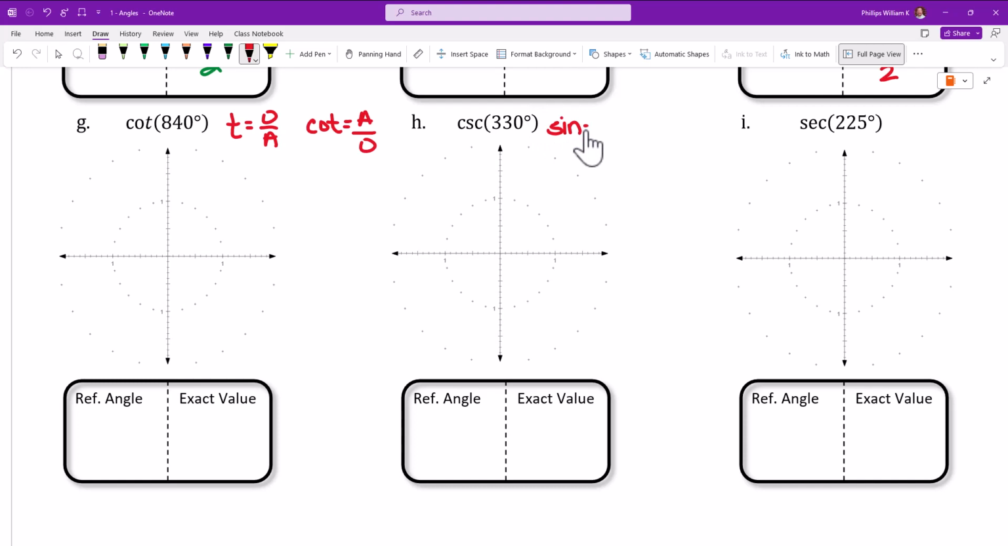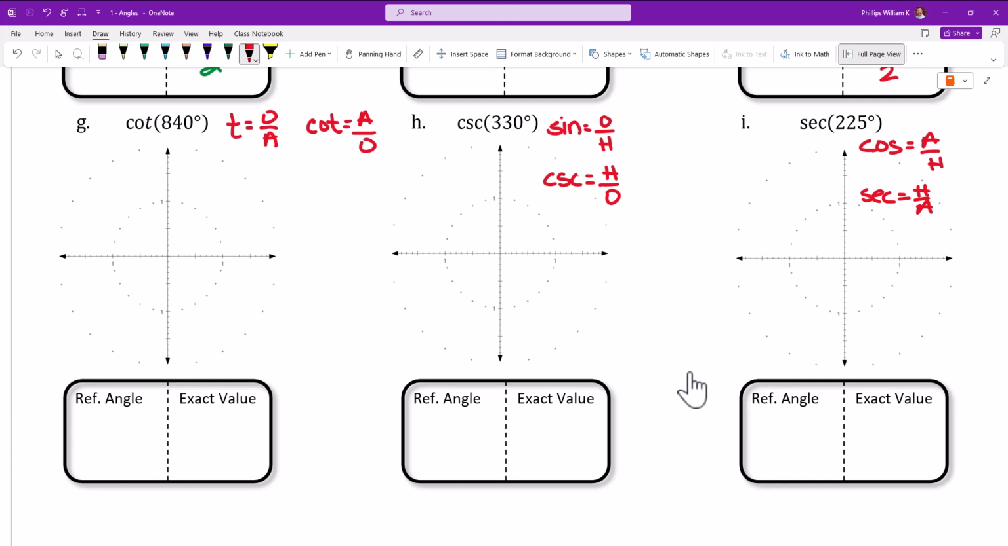So if sine is the opposite over hypotenuse, then cosecant is the hypotenuse over the opposite. Secant is the reciprocal of cosine. Cosine is the adjacent over the hypotenuse, so secant must be hypotenuse over adjacent. Okay?